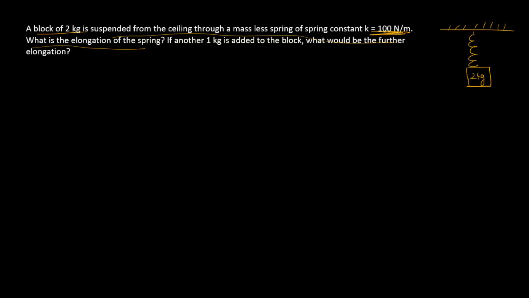So this spring will continue to elongate. It will continue to come down until the magnitude of the spring force balances out the gravitational pull. So until the spring force is equal to the force due to gravity. And what is the force due to gravity? It is equal to 2 kilograms times the acceleration due to gravity. Let's just take it to be 10 meters per second squared in this case. So this will be equal to 20 newtons.